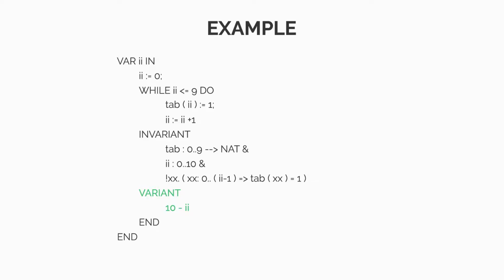So now, in our loop, we also add the variant, and the variant is defined to be the expression 10 minus ii. Just as a hint, it's a good idea to keep loops alone in an operation. If two loops are needed or mixed with other instructions, then decompose and have one loop per operation.